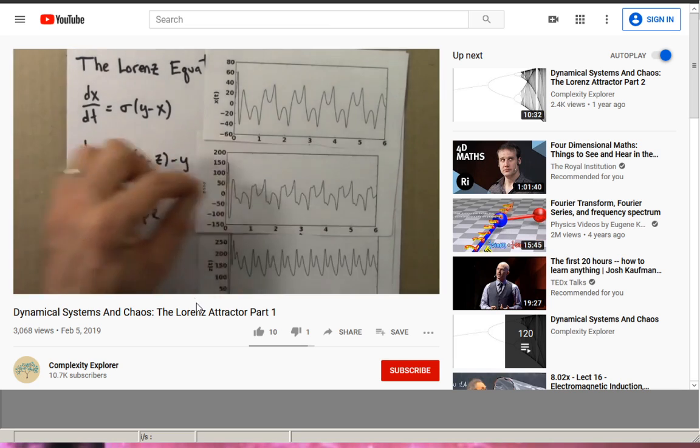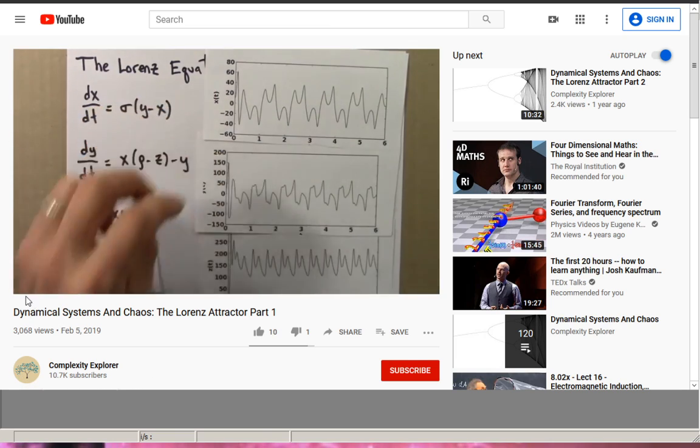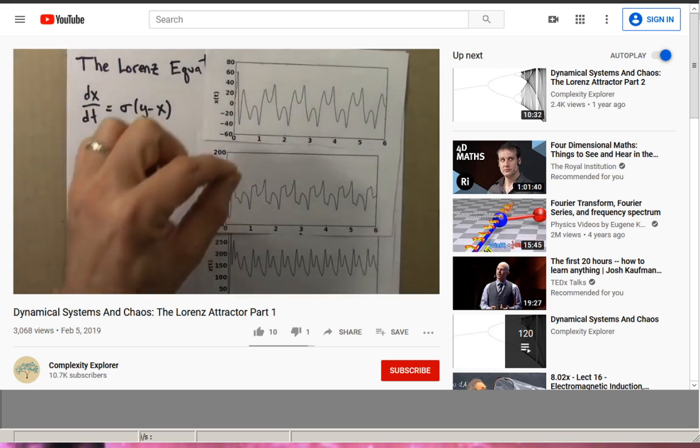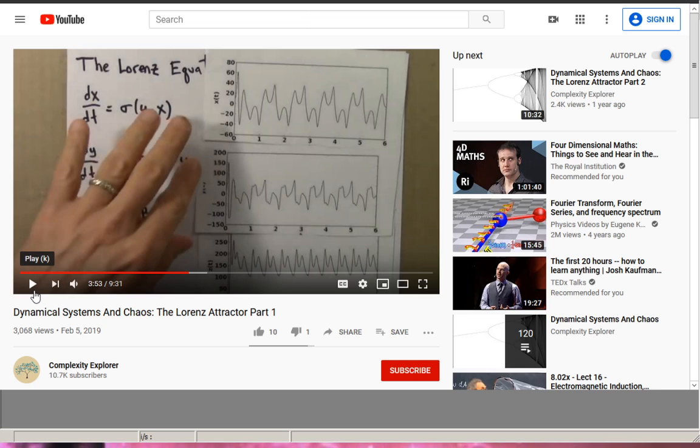There can be an x direction, and a y direction, and a z direction. And we might ask ourselves, what sort of shape would this trace out? So this is problem number one.